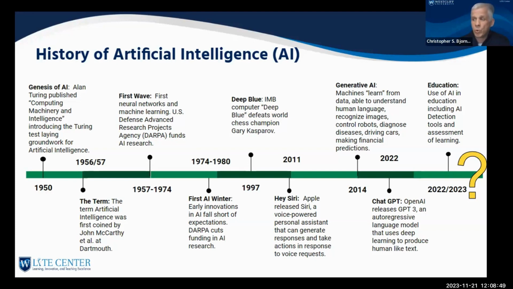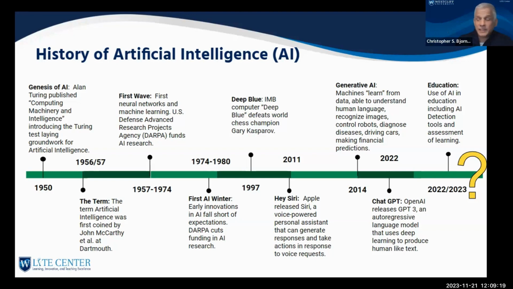The term was coined in 1956-57. First wave of AI in the late 50s through the early 70s. And then there was this period of low productivity, not a lot of interest in AI from a lot of folks. There were high expectations for AI and computers, and then they just didn't meet those expectations. And the government pulled all their funding, so they call that an AI winter.